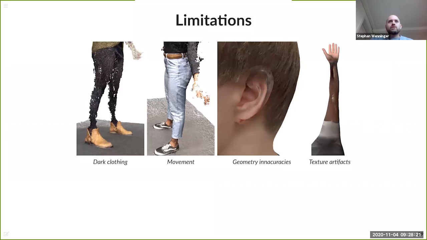And of course, there are also still some limitations to our work. For example, the multi-view stereo approach fails with dark clothing. You can see at the left-hand side, there's a lot of missing data in the point cloud. And when subjects move a lot during the capture process, there's also a lot of missing data in the point clouds and sometimes also some duplications. Additionally, we have some geometry inaccuracies, for example, in fine detailed regions such as the ear, and areas that have not been seen well during the capture process also show some texture artifacts still.